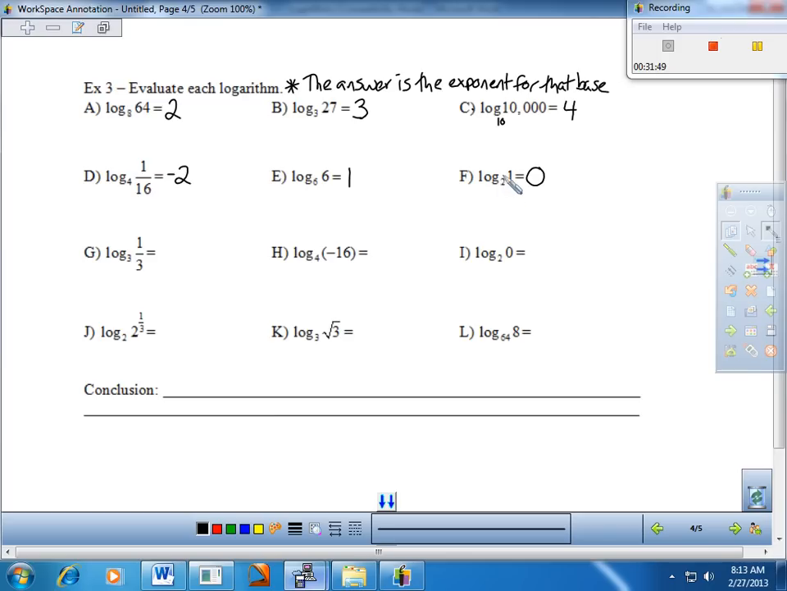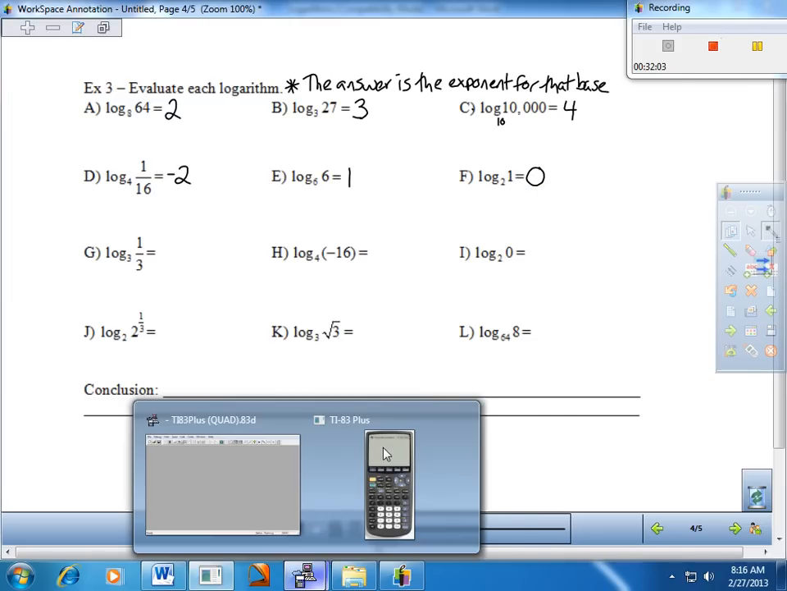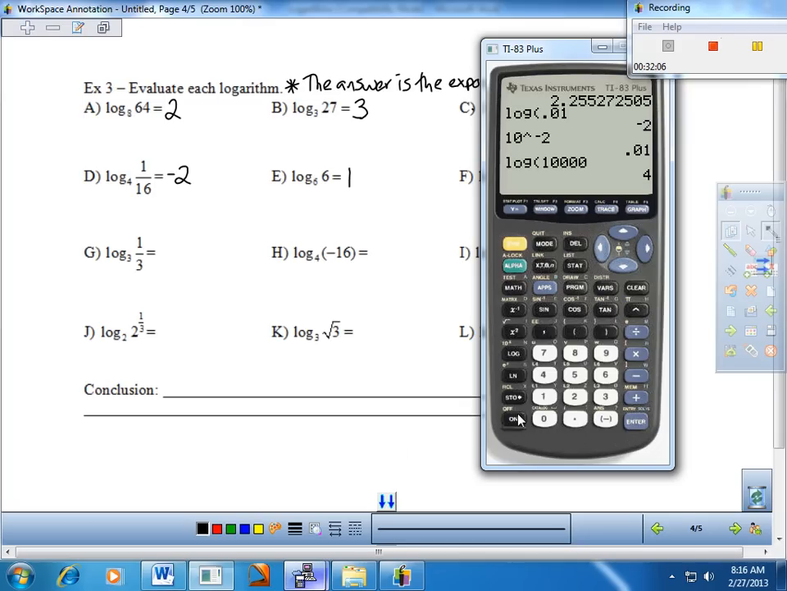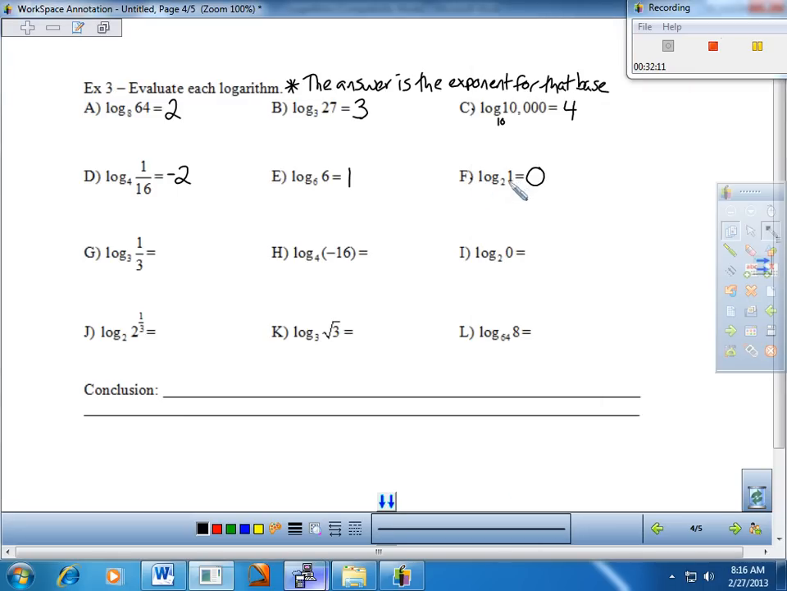And by the way, within reason, if this is any particular base, as long as it's log base something of 1, you should get 0. Watch what happens when I type in log of 1 on the calculator. Here we go. Come on, log 1. Look at that, 0. Anytime the input of the logarithm is 1, you're getting 0 because anything to the 0 is equal to 1. Awesome. So you really, again, need to know your exponential rules for this.